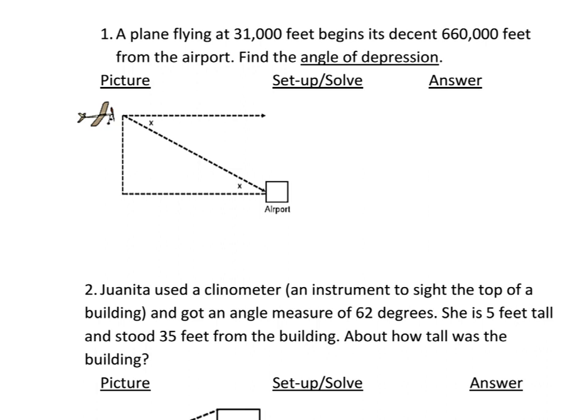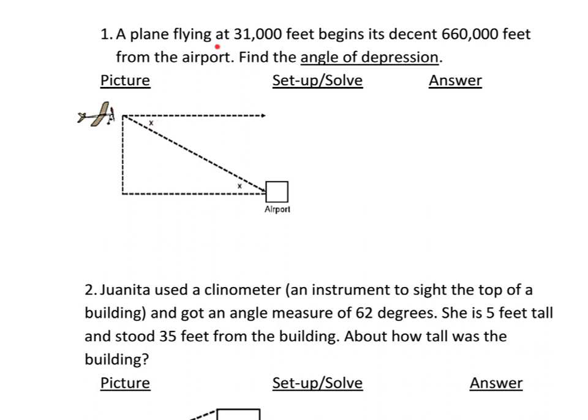So they were kind enough to give us a picture for this one. We can see where the airplane is here, and we can see where the airport is. The angle of depression is talking about this right here, but we actually would have alternating interior angles here and here. So if we can figure out what this angle is, we'll know this because they are the same.